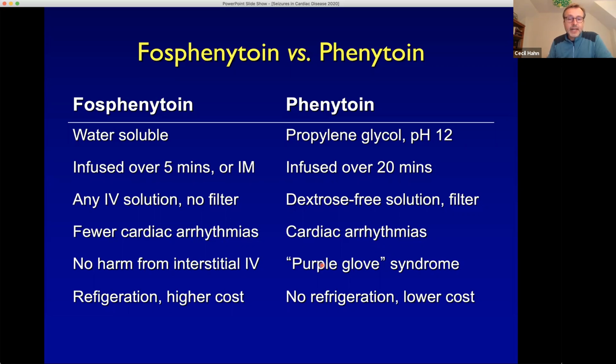Fosphenytoin is more expensive and it has to be refrigerated, so it's a little less convenient. You can't keep it on the code cart compared to phenytoin.